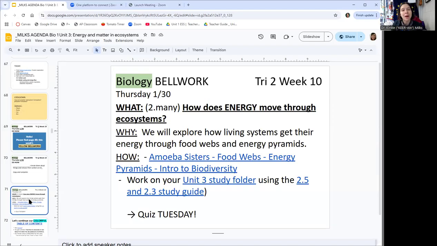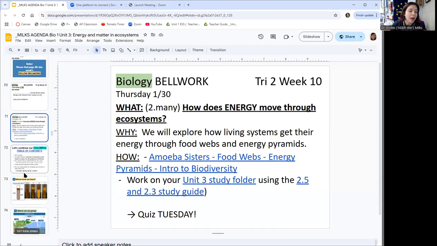All right, we talked a lot about matter. Today, we're going to talk about how energy moves through ecosystems. We're going to explore how living systems get their energy through food webs and energy pyramids. So today's assignment, I think, will take you something like 35 to 40 minutes. At the end of that time, if you haven't done the first one of your study folder, then you should be working on that like we worked on last class.